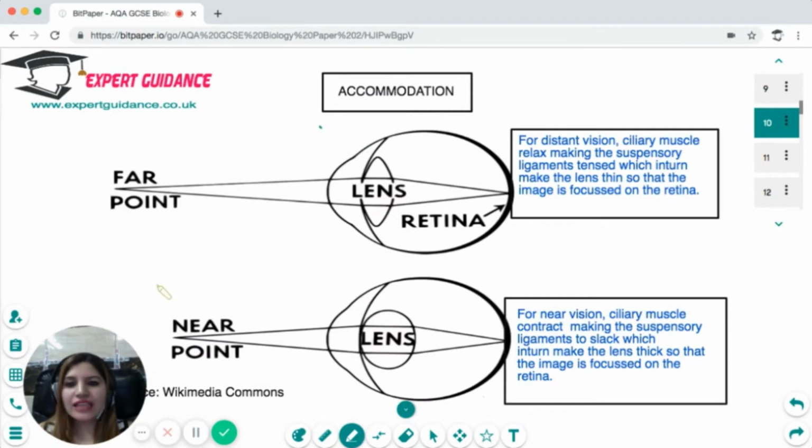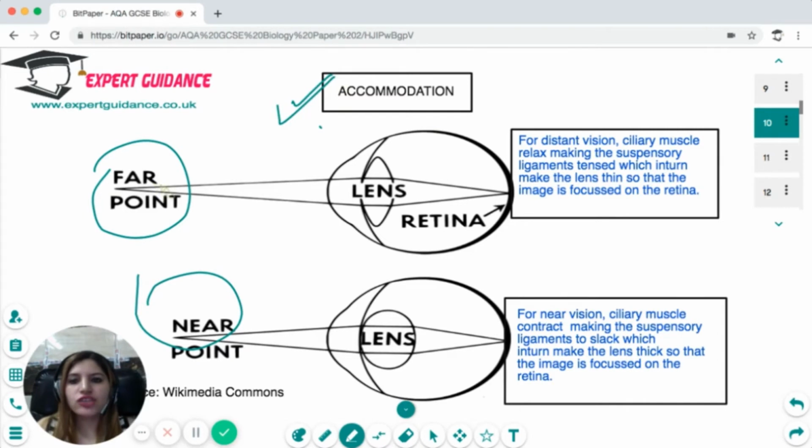Now, eyes make different changes so that they can see far objects and near objects, and these changes are known as accommodation. For distant vision, you can see that the ciliary muscles relax, making the suspensory ligaments tense, which in turn makes the lens thin. So to see far points, the lens becomes thin so that the image is properly focused onto the retina, and the retina then sends the message to the brain via the optic nerve.